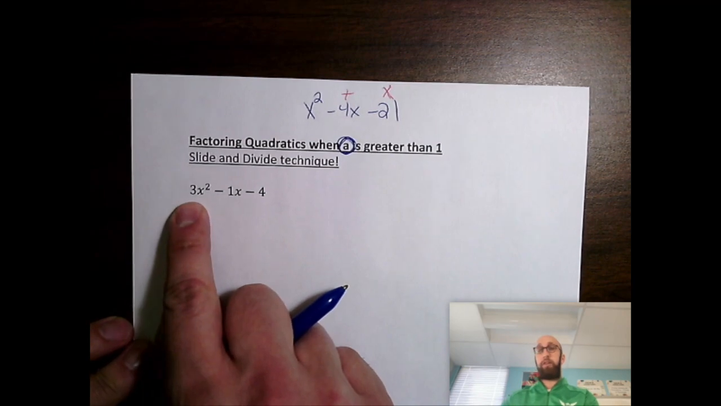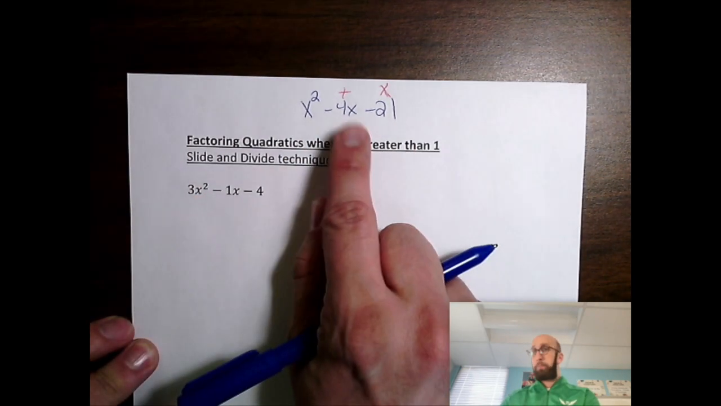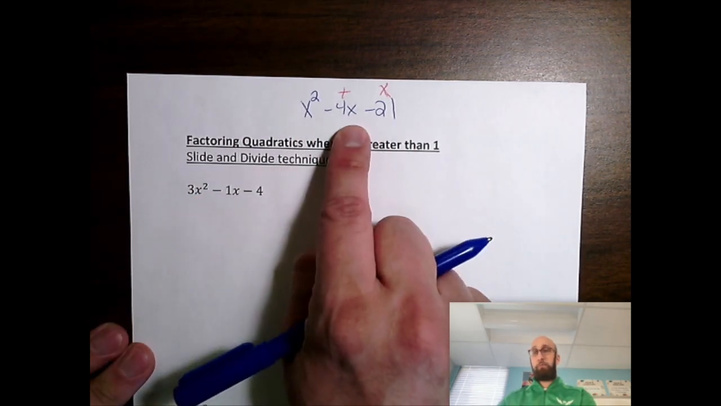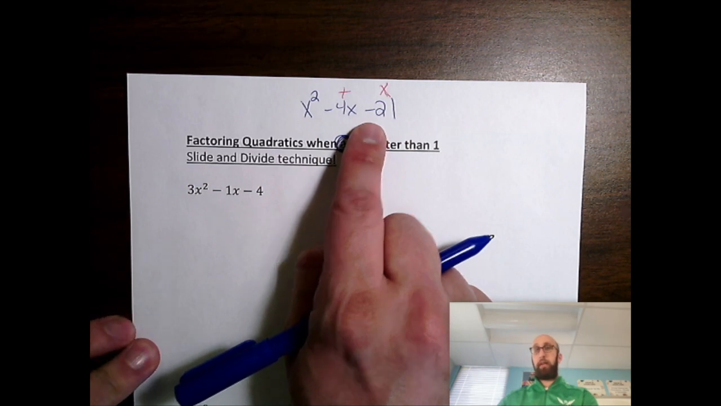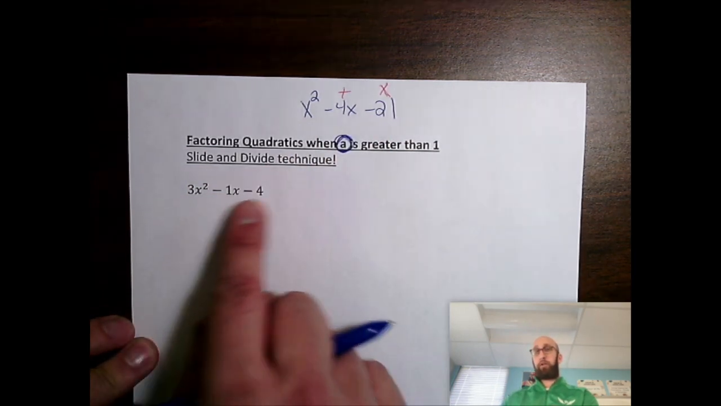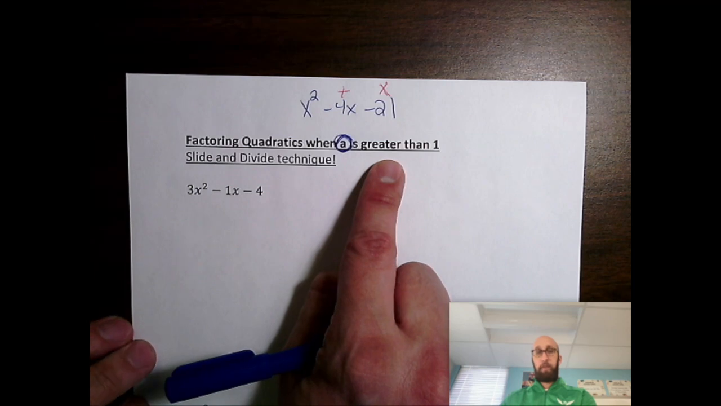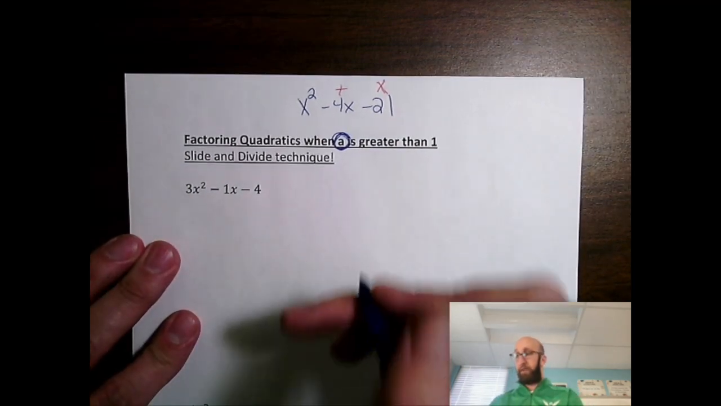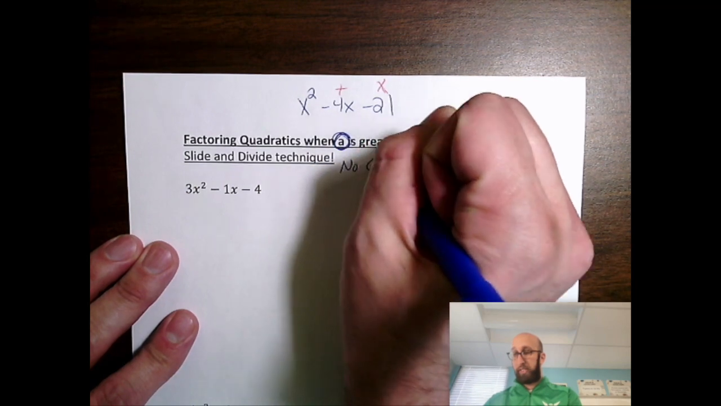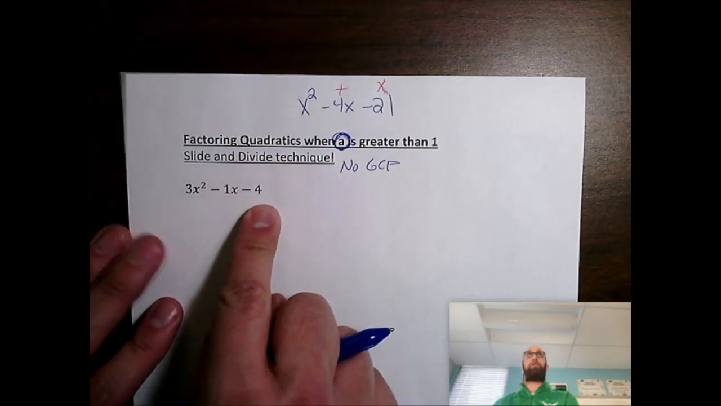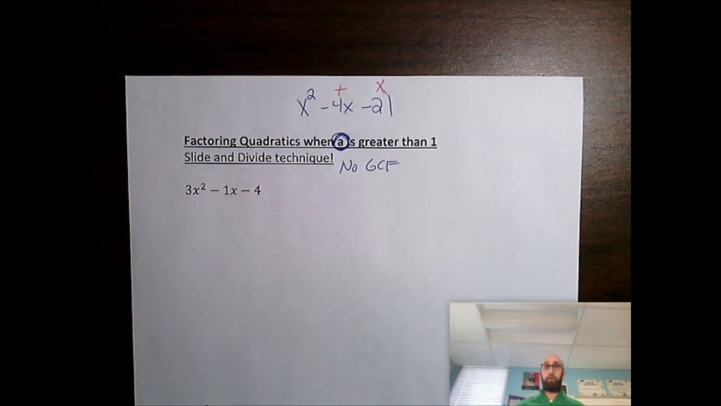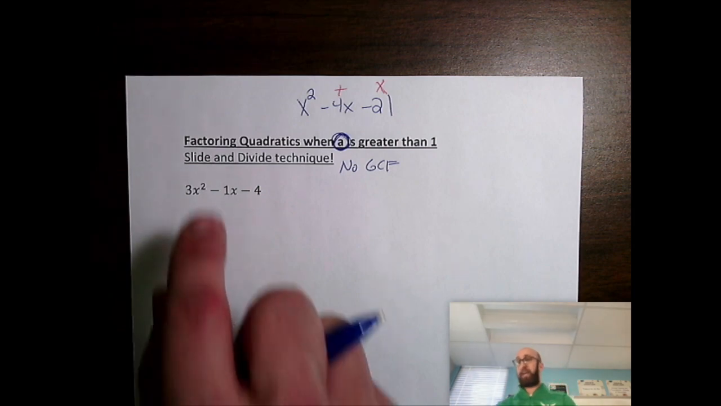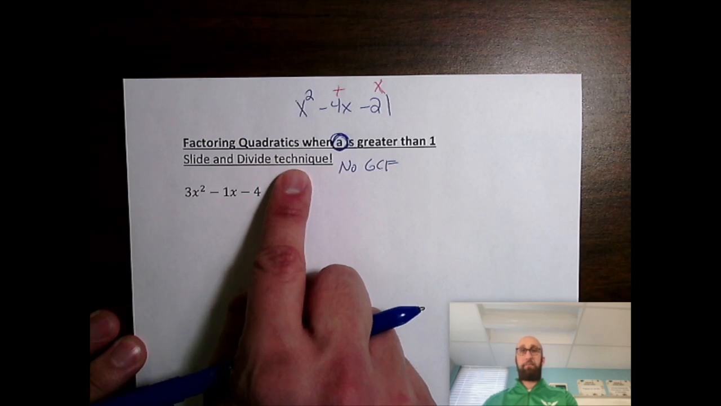So when the front number is bigger than 1, this technique gets a little bit thrown out the window. We're going to look at factoring these quadratics when a is greater than 1. The first thing you would always look for is a GCF, which again, I have another video for. There is no GCF here, so you're just stuck with 3x squared minus 1x minus 4.